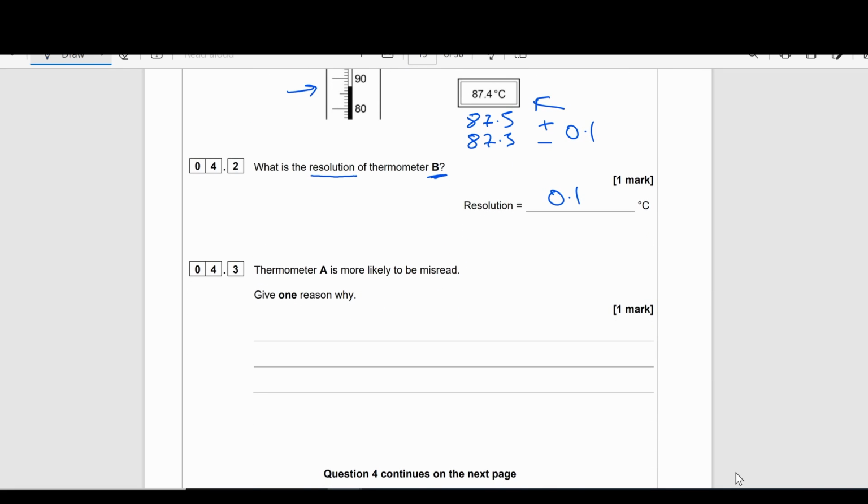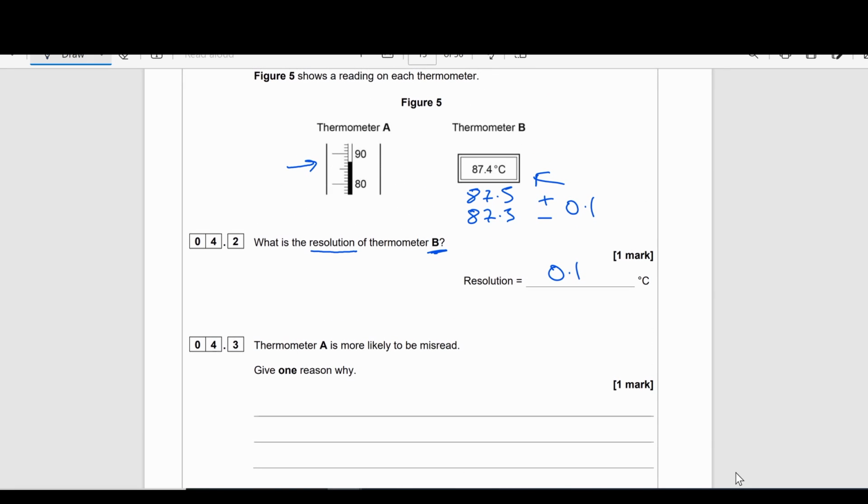4.3. Thermometer A is more likely to be misread. Give one reason why. Well, as you identified before, thermometer B is a digital thermometer, and thermometer A is a manual thermometer. To interpret thermometer A, you would need to look at the scale and see how far the liquid has moved. The problem with this is the angle at which you look at it. If you look at it from different angles, you could get different readings. So that will be the reason why.